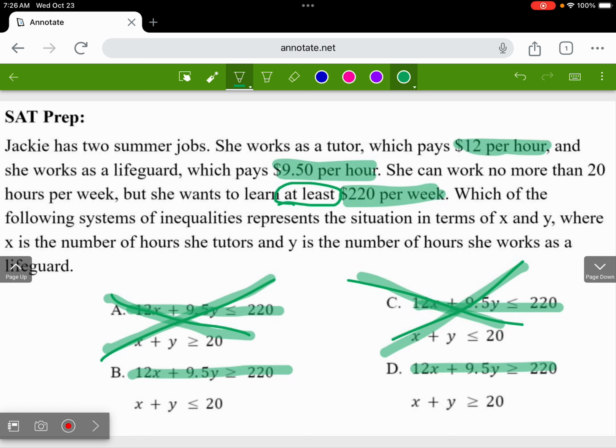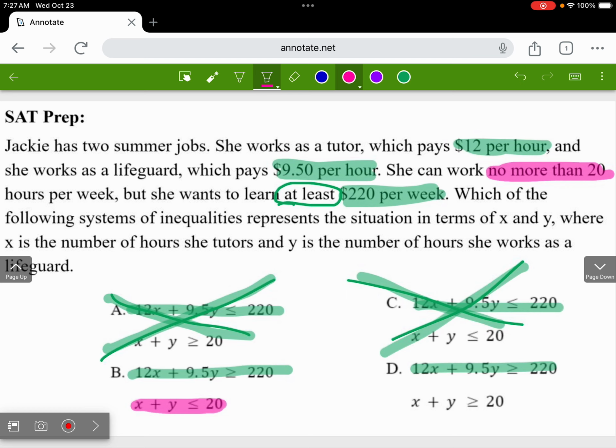So looking at what information we have left and the difference between B and D, what do we notice? What sentence in our paragraph might help us with this? She can work no more than 20 hours per week. No more than 20 hours a week. So which of these options says not more than 20? If it's not more than, it's going to be less than. So which option here? B.